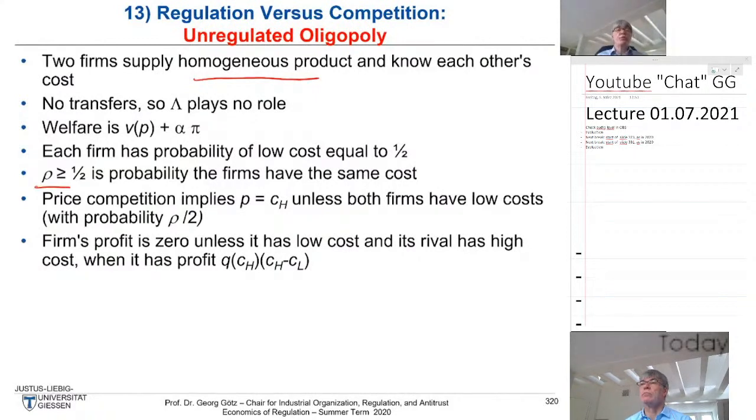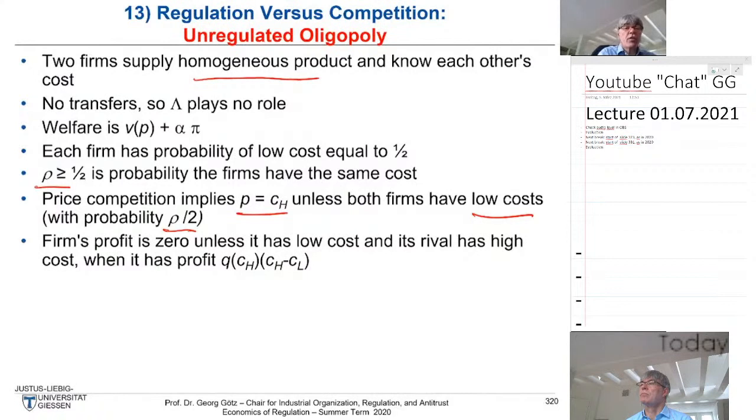Now, what we know here with Bertrand prices. If we get price competition, we get almost always price equal to the high cost. Why? Because if both firms have high cost, of course, price will be equal to marginal cost, and this will be equal to CH. If one firm has low cost and the other firm has high cost, the low cost firm will charge a limit price, which we, for simplicity, assume just to be equal to the cost of the rival. We might also look into a case where it's CH minus an epsilon, but we just do not take this epsilon into account. And only if both firms have low costs, and that's with probability rho over 2, we get P equal to CL.